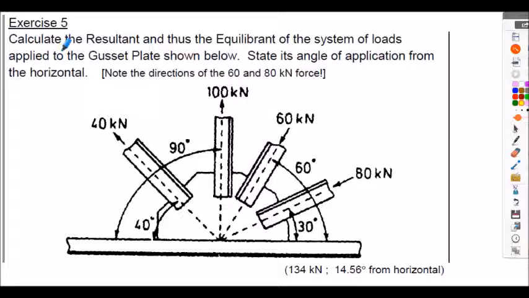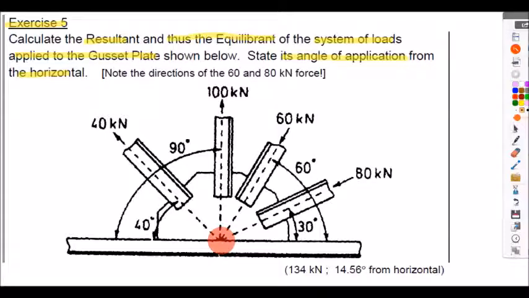Here's another exercise, exercise 5. Again, we're asked to work out the resultant and also the equilibrant force. We mentioned that in a previous presentation for the system of loads applied to what's termed a gusset plate, shown in the figure below. We've got to state the angle of application from the horizontal. Again, referring to previous terminology, these are coplanar forces because they're in the two-dimensional plane, and they're all concurrent forces because their lines of action all go through the same point here.